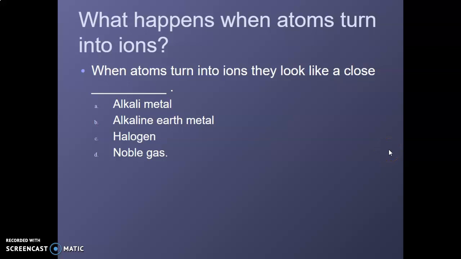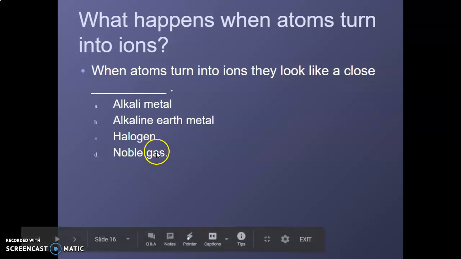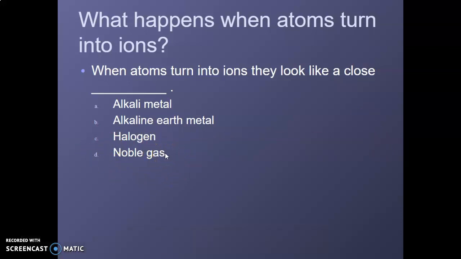So in general, I want us to summarize what happens when an atom turns into an ion. When an atom turns into an ion, the ion will look like a close, is it alkali metal, alkaline earth metal, halogen, or noble gas? Pause and make a prediction about what that is. That's right, the answer is noble gas. So when an atom turns into an ion, it will look like a close noble gas.